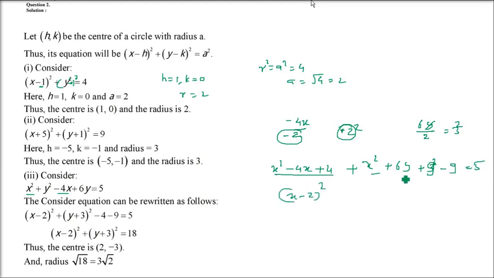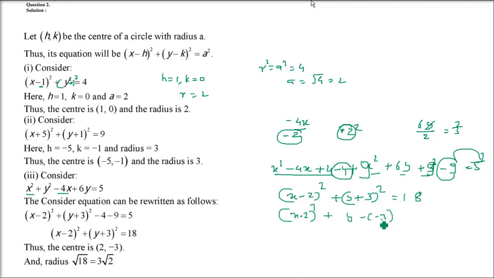So this will be x minus 2 whole square, and this will become y plus 3 whole square. You have added 4, so you have to subtract 4. You have added 9, so you have to subtract 9. So minus 4 and minus 9 was there, and you take this minus 4, minus 9 to the right hand side. So 4, 5 and 9 will become 18. So you get x minus 2 whole square, y minus of minus 3 whole square, equals under root 18 whole square.